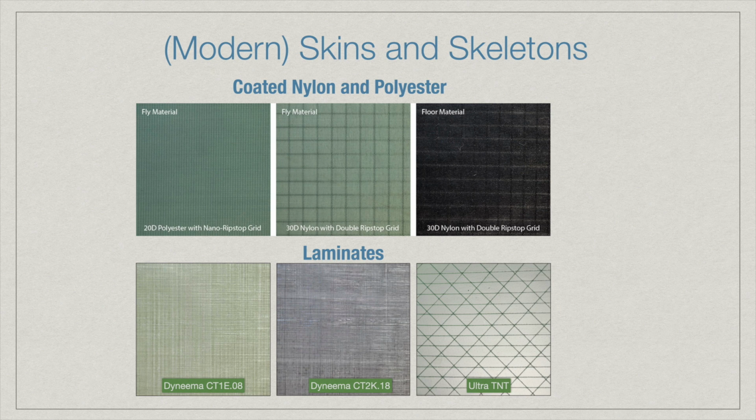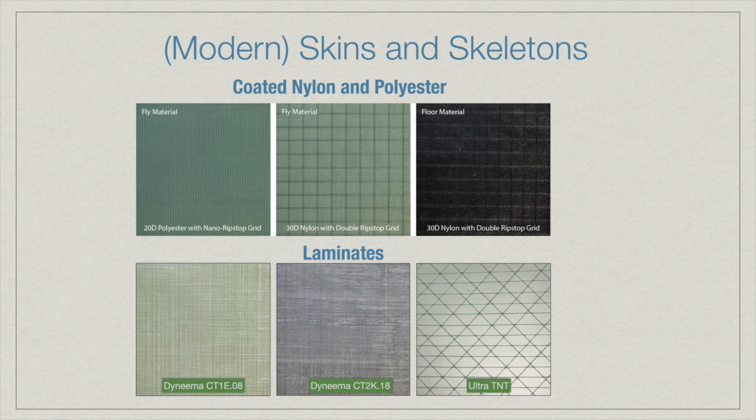materials. So all tents are comprised of what I call skins and skeletons. And some of the skins and skeletons we just looked at from prior years. Modern skins and skeletons are quite different. Here's some examples of modern skins. These are coated materials, coated nylon, coated polyester, and some laminate materials. Dyneema being quite famous these days. The advantage of these materials, of course, is that they're significantly lighter, more packable, higher water resistance, stronger, all that stuff. Perfect for putting on your back and taking to the next campsite.